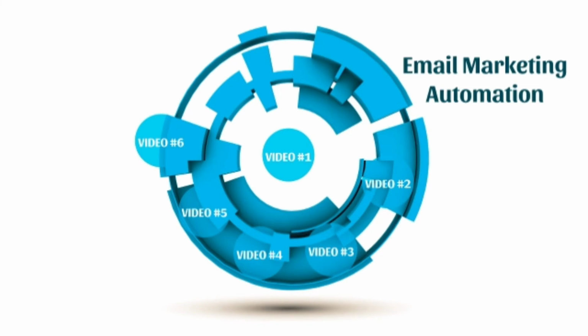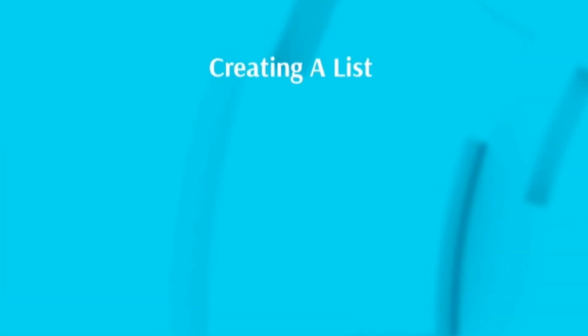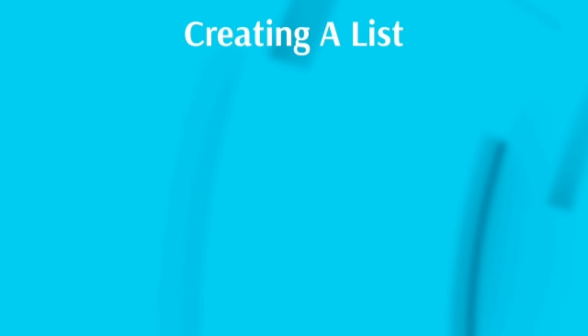Welcome to video number 6. We're going to start getting technical, and I'm going to show you how to create a list within GetResponse. A list is basically the first step. You can think of it like your campaign, and some autoresponder services will actually use campaign as the name of the list. So you'll see list, you'll see campaign, and it's pretty much all the same thing.